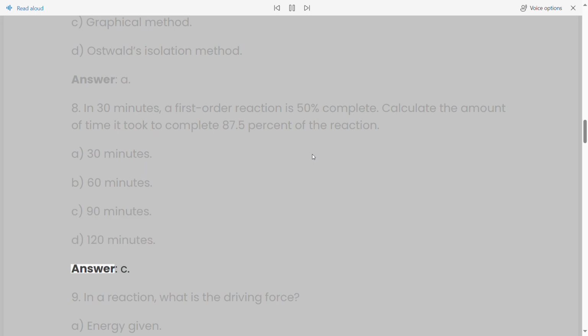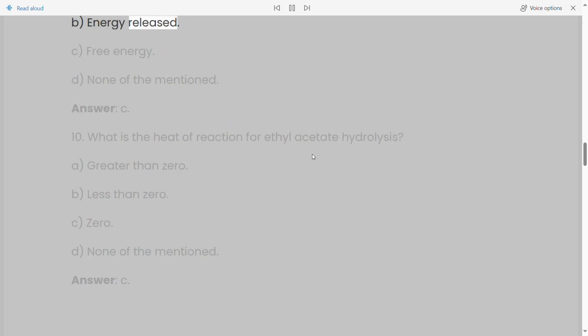Answer C. 9. In a reaction, what is the driving force? A. Energy given. B. Energy released. C. Free energy. D. None of the mentioned. Answer C. 10. What is the heat of reaction for ethyl acetate hydrolysis? A. Greater than 0. B. Less than 0. C. 0. D. None of the mentioned. Answer C.